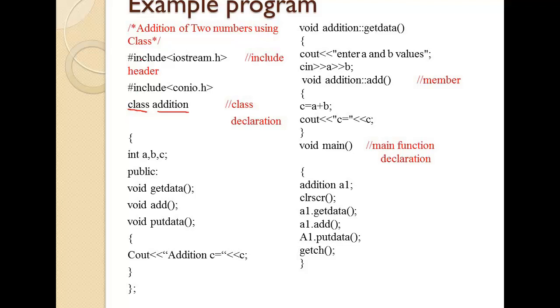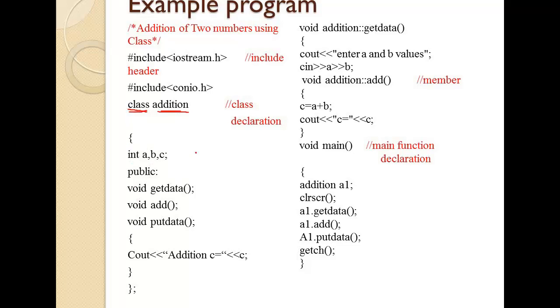So see, immediately after the header file we are going for the class declaration part. Okay, so this we have seen in the structure of C++. Immediately after the include statement, we are going for the class declaration part. So the syntax is the keyword class and the class name addition. Okay, and within curly braces, we are going to define the class members.